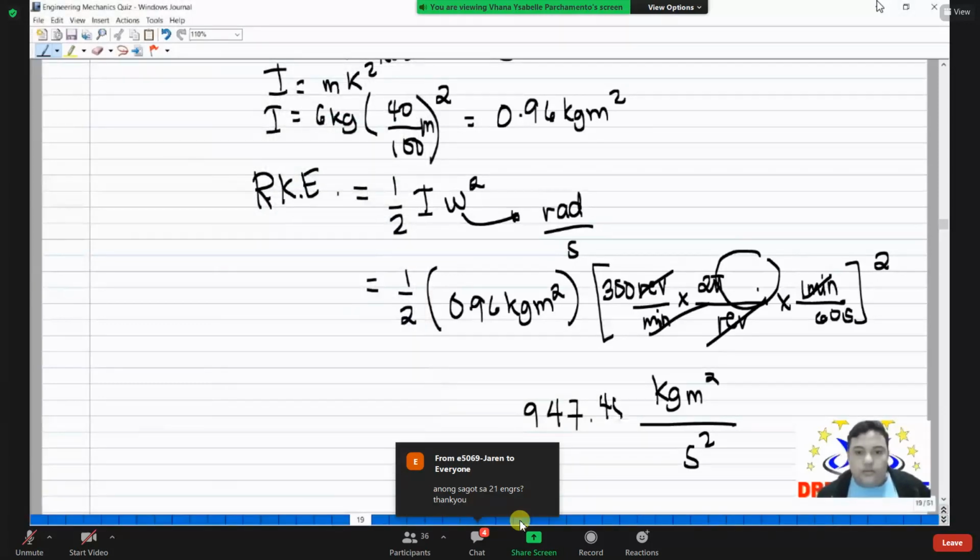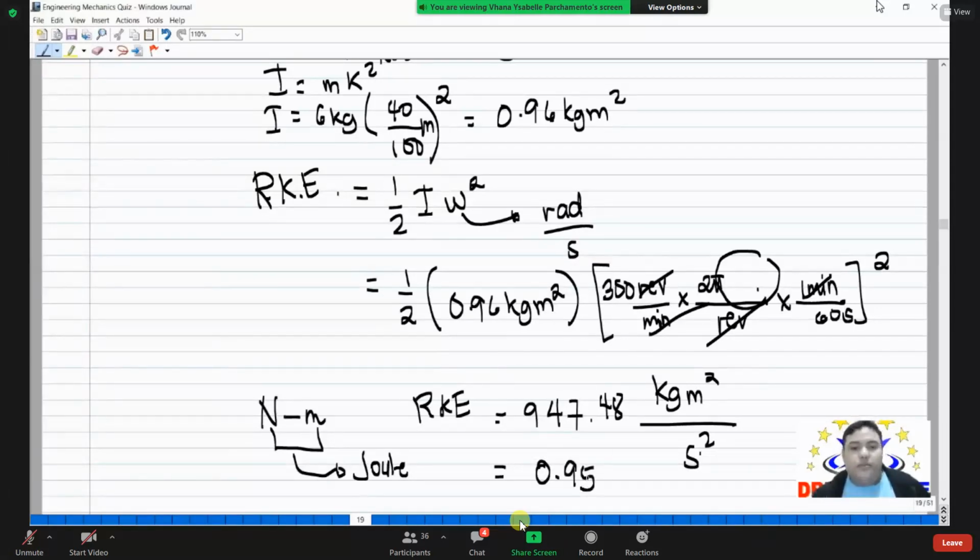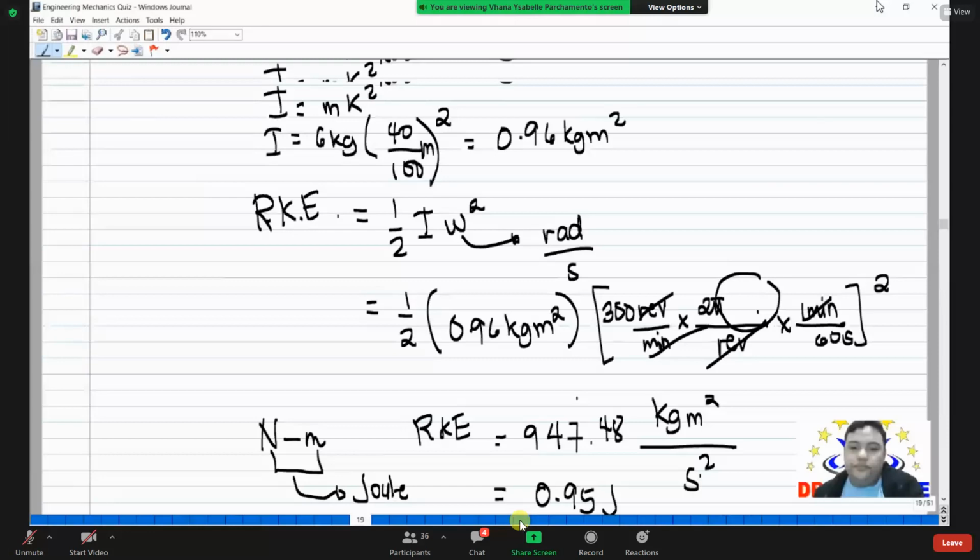So kilogram meter per second squared is Newton. May natira pa tayong isang meter dito. So Newton meter is joule na yan. So therefore, rotational kinetic energy is in joules, or that is in kilojoule. That is 0.95 kilojoules. Or that is letter D.